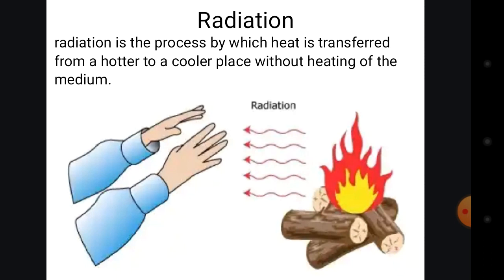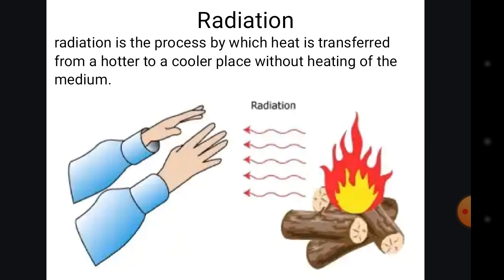Why is it warm? Because of that radiation. The heat will be transferred without even touching the medium. It will not touch the medium, it will transfer. So you see, unlike conduction, because conduction has to be in contact with the object, and also convection. But with radiation, the heat is transferred from a hotter to a cooler place without heating the medium. They will not be in contact with the medium. That is how radiation takes place.